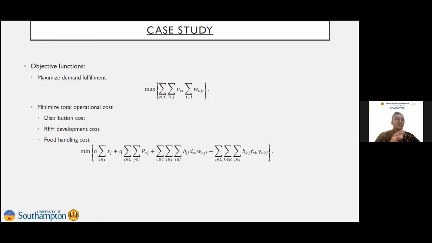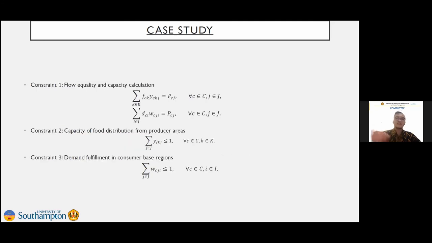So we would like to optimize the fulfillment of demand. However, at the same time, we need to minimize total operational cost through this model. I think I still have some time. So the point is, there are actually several things that I need to share with you, so I will make it fast. So this is the constraint model.